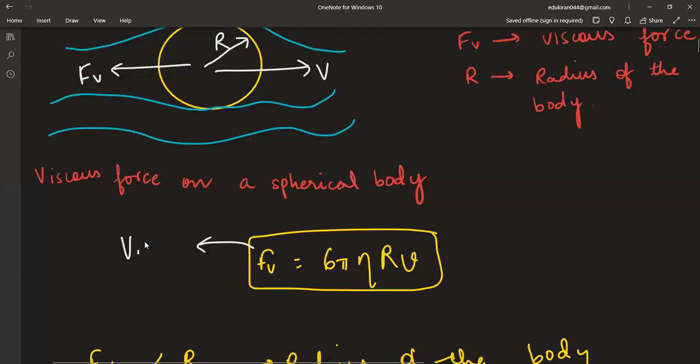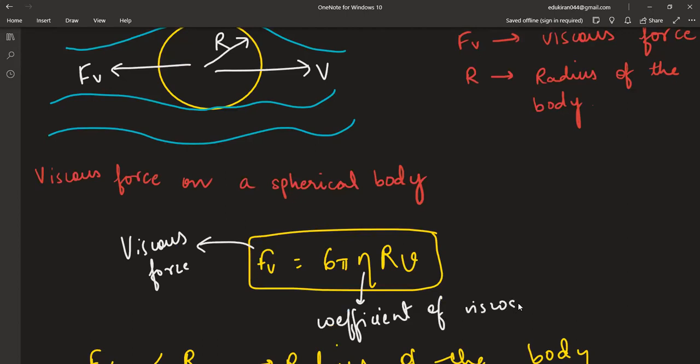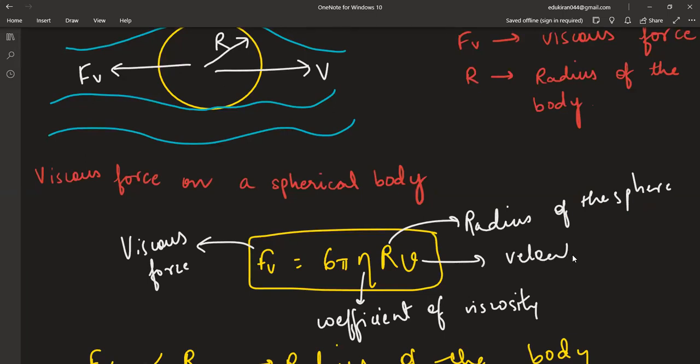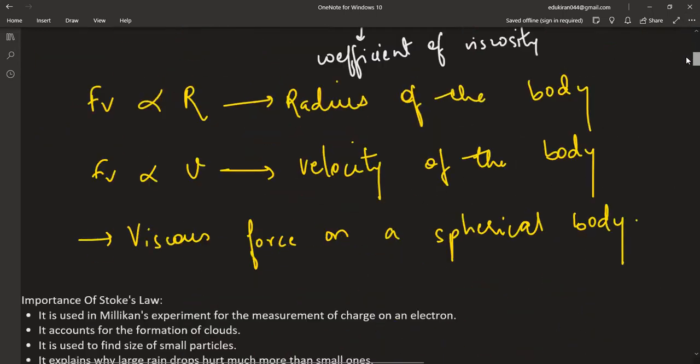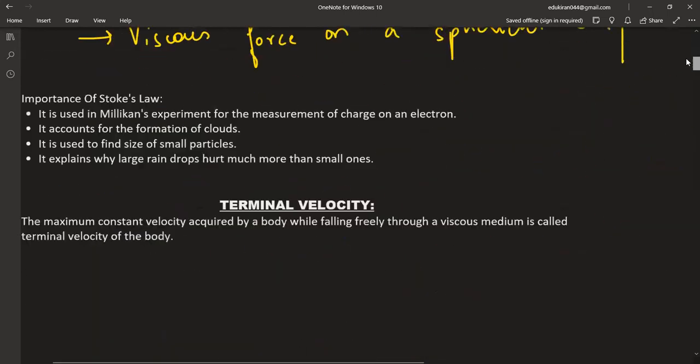Fv is again the viscous drag or the viscous force. 6 is a constant, pi is a constant, eta is the coefficient of viscosity, r is the radius of the sphere. Because this is valid for a sphere, the radius will always be there. And v is the velocity of the sphere.